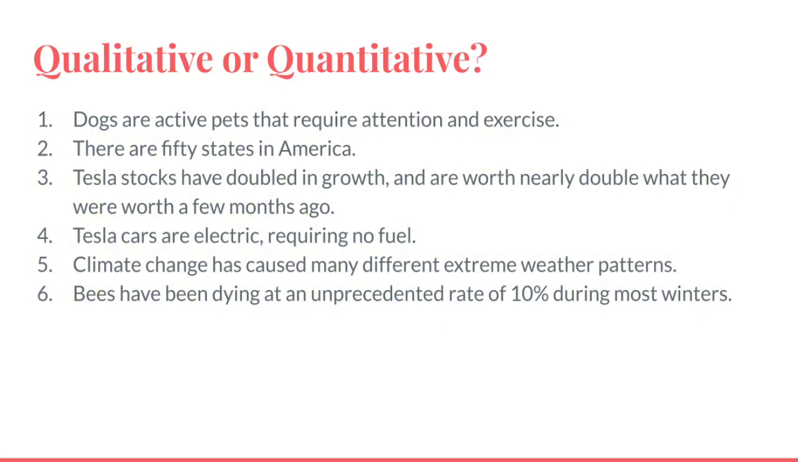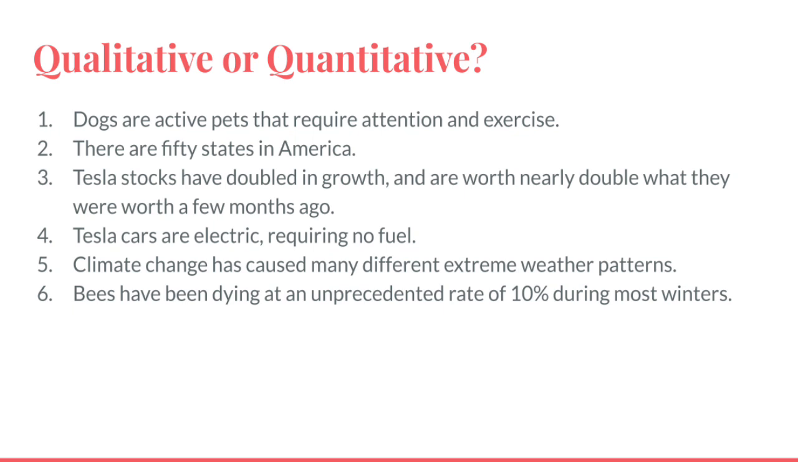Number 5, climate change has caused many different extreme weather patterns. This would be qualitative as there's no number of how many different extreme weather patterns that climate change has caused, or a numerical value to measure how extreme these weather patterns are. It is simply an explanation.